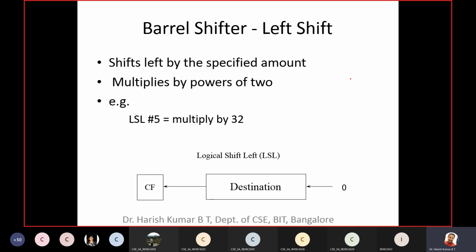Next. Now barrel shifter, left shift, how it happens. Shift left by a specified amount, and when you're shifting, it is something like multiplying by a power of 2. Say for example, if I perform a logical shift left by 5 bits, it will give the effect of multiplying the number by 32, because the shift amount is 5, and 2 raised to 5 is nothing but 32. So it gives the effect of multiplying a number by what? 32. Hope you people understood? Yes or no?